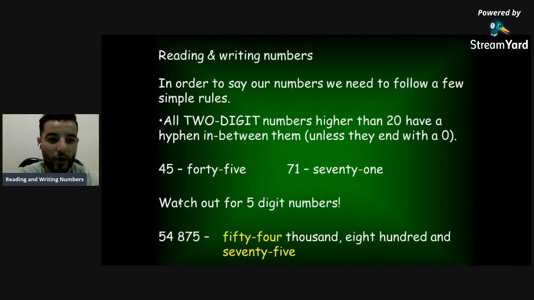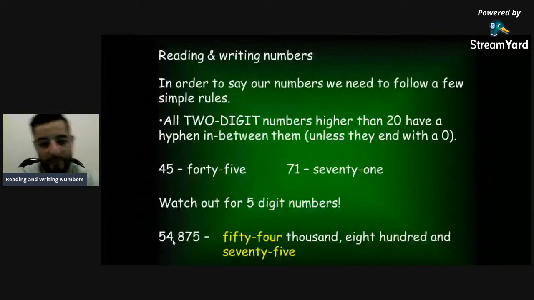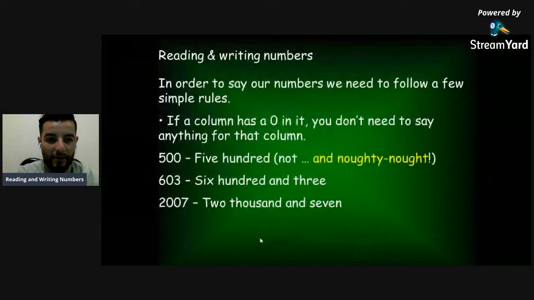Watch out for 5-digit numbers. In this case, 54 has a hyphen in the middle. Okay, 1,800. Oh, I'm sorry, 875. The 75 has a hyphen in the middle, right?